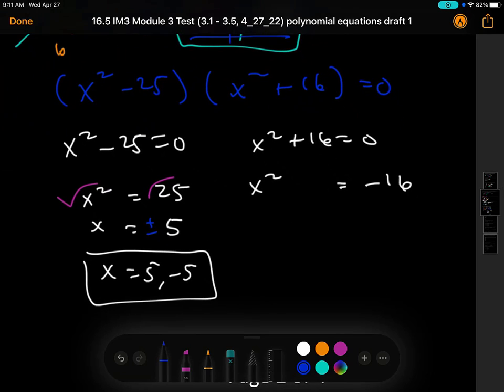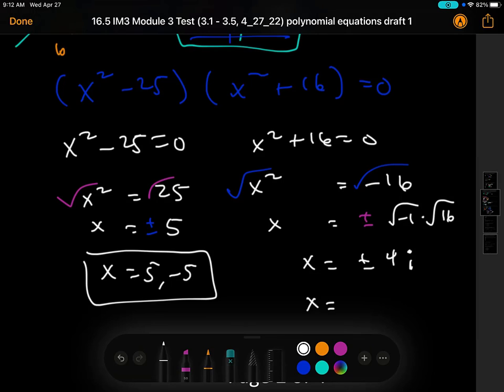And then I'm going to take the square root. You're going to have a plus or minus. So x equals the square root of negative 1 times the square root of 16. So the square root of negative 1 is i, and the square root of 16 is 4. So I have two solutions, right? That just basically means 4i, negative 4i, right? Those are the same thing.